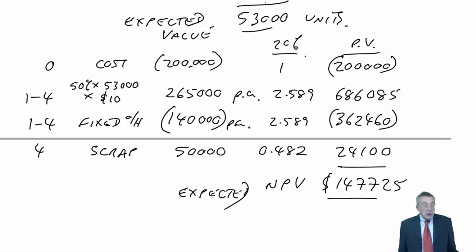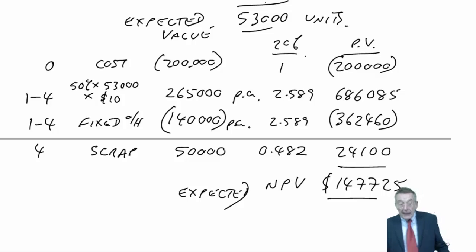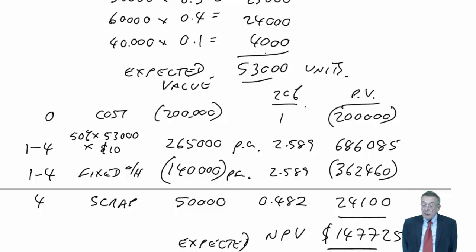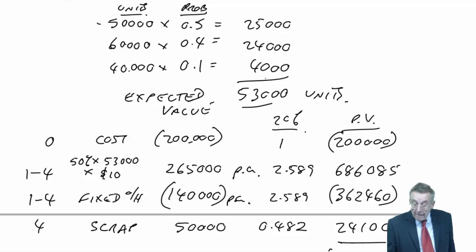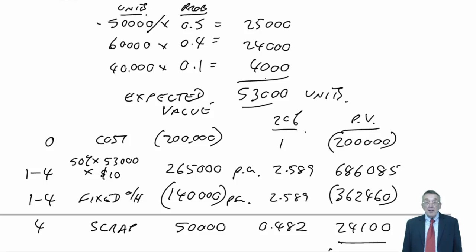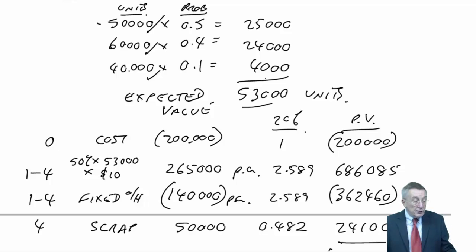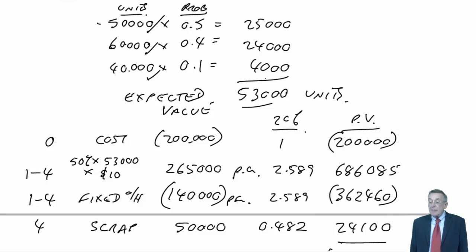The problem being, and a huge problem, the actual NPV will not be that at all, because the demand won't be 53,000. The demand might be 50,000, which would make the NPV a bit smaller. It might be 60,000, which would make the NPV higher. It might be 40,000, which makes it smaller still. So it is really only an average. But that's really the only way we can cope with it. We've got the various outcomes and the probabilities.